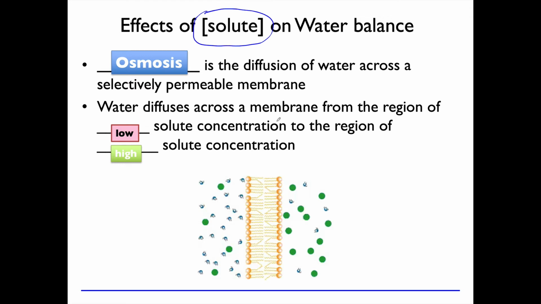All right, if something has a low solute concentration, it means there's not a whole lot of stuff dissolved in the water. So what that means is that there's a lot of water there, okay? So low solute is equal to high water, okay? Now, high solute concentration means there is a lot of stuff dissolved in the water. So high concentration equals less water, okay? Now, water is going to diffuse from the low region to the high region, okay? So what that means is water is going to kind of move in the direction where there's more stuff.